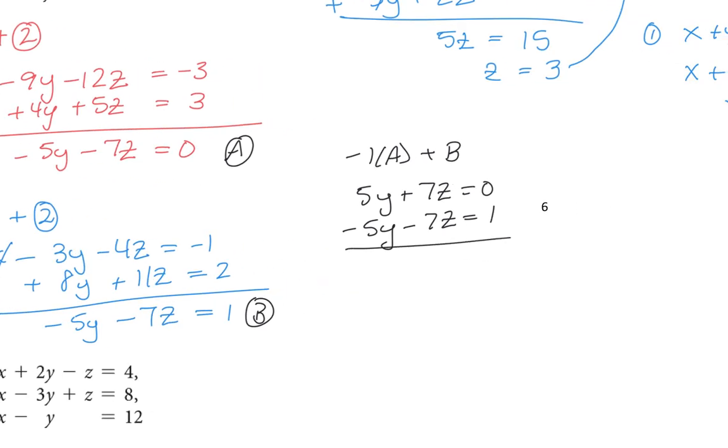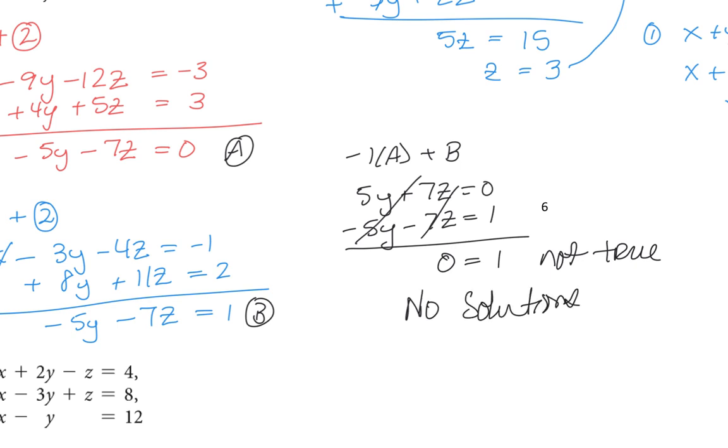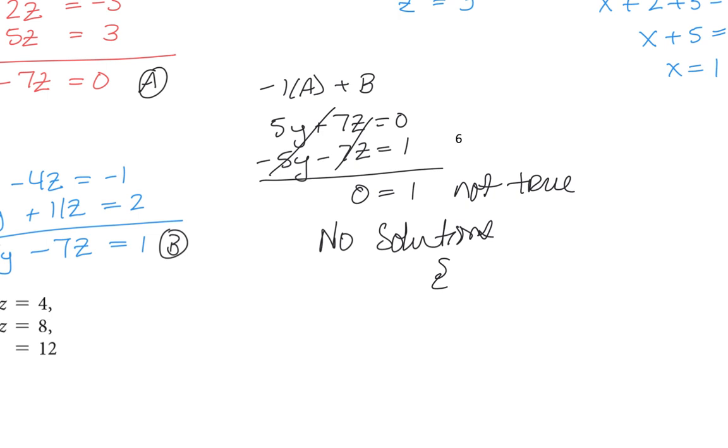And then what ends up happening is that these both become 0. So I get 0 is equal to 1. This is a false statement. This is never true. 0 does not equal 1. So that means we have no solutions here. And we either write the empty set like that, or you write the word none if it's in the homework.